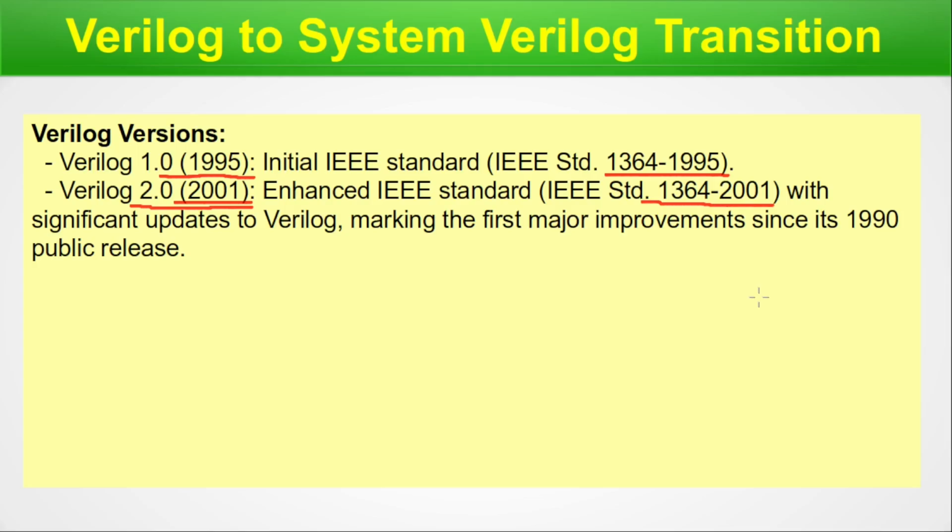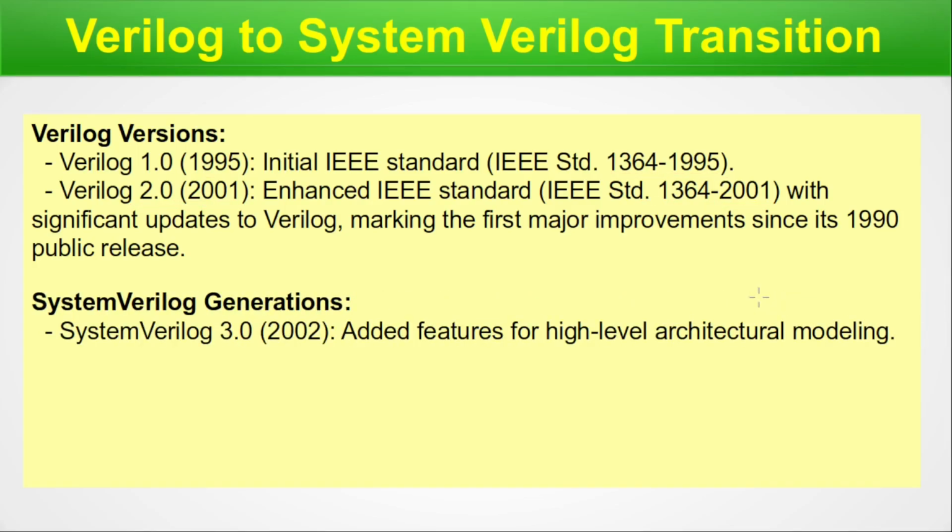Now let us move on to the SystemVerilog generations. Here you can see SystemVerilog 3.0, which was available in 2002, added a high-level architectural model. So you can see the timelines, right? 2001 for Verilog and 2002 for SystemVerilog, because SystemVerilog is actually a superset of Verilog.